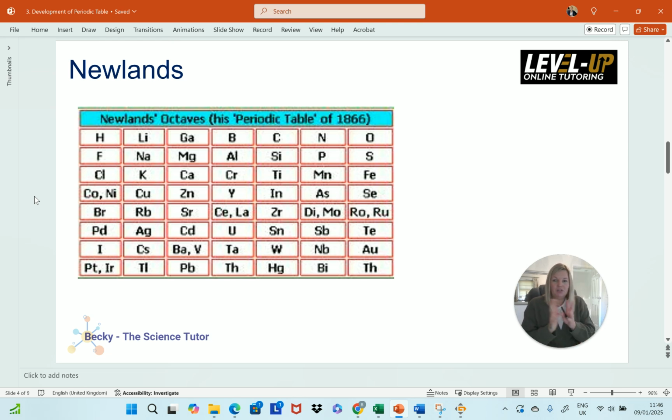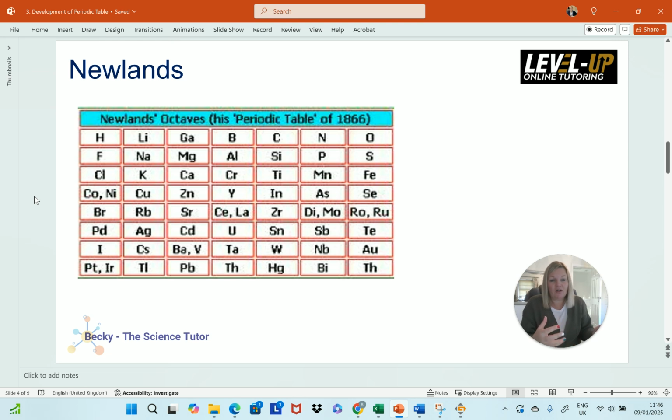So the first sort of, I would say, most table-like setup was from a scientist called John Newlands, and he used the law of octaves. But again, he simply put them in mass order. He put them in their atomic weight. We didn't know anything else about them.